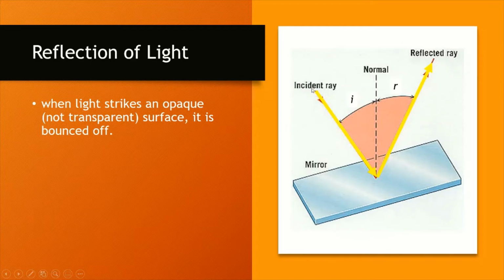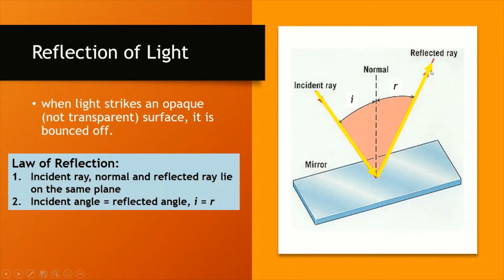Okay, so you can see here, the light that's moving towards the opaque surface is called the incident ray, and the light that bounces off is called the reflected ray. According to the law of reflection, the incident ray, normal, and the reflected ray all lie on the same plane. Normal means it's an imaginary line that is 90 degrees to the surface.